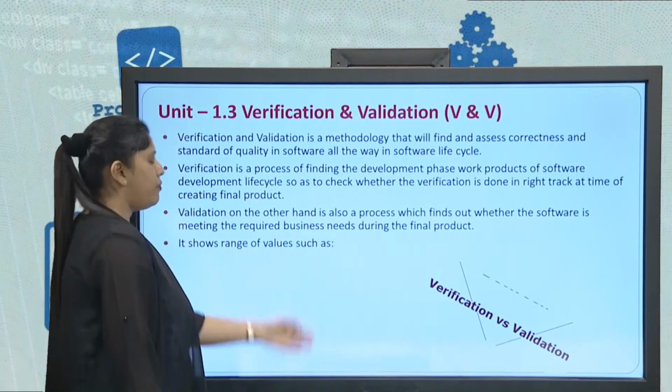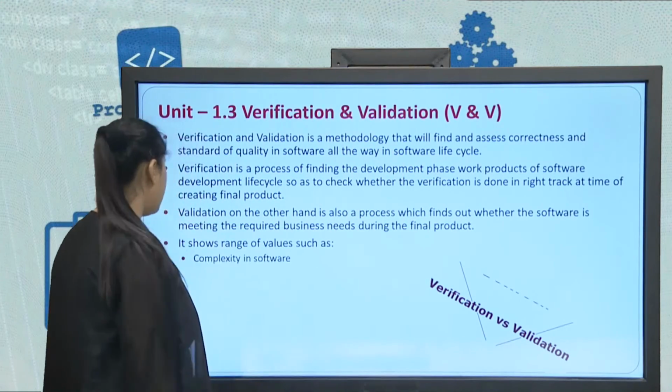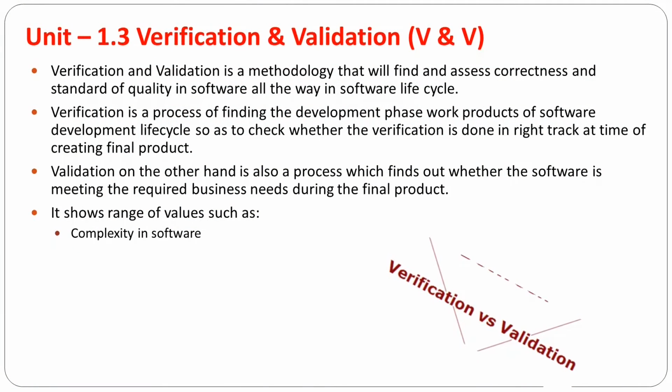Then it shows a range of values. First is complexity in the software, whether my software is highly complex, including size complexity. Next is criticality, whether my software can work under critical situations, or whether it crashes or ends abruptly in certain critical situations. Then risk, whether it is able to take up the risk, avoid or prevent those risks, or detect the risk and still work fine with it. All that ensures the software quality.